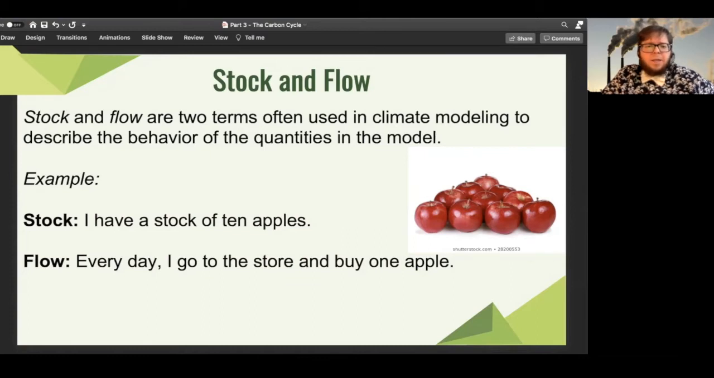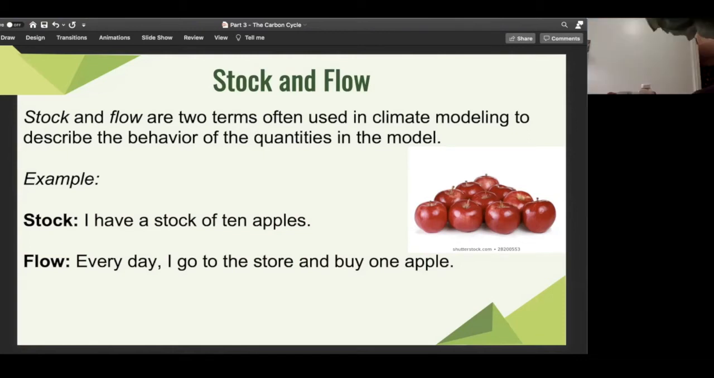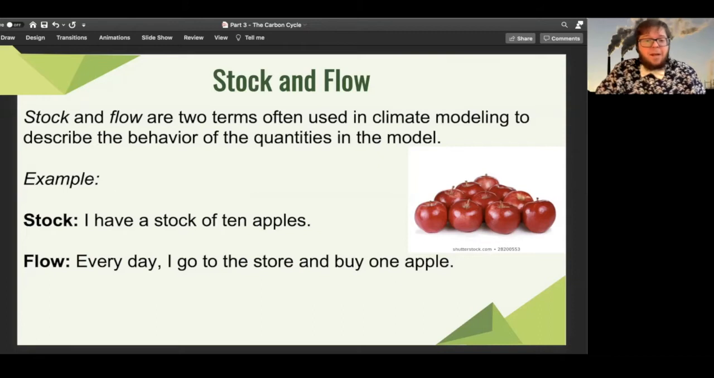What is going to happen to the stock of apples that I have if I'm just buying a new one every day? Does this seem like a good idea? Don't be shy. Unmute yourself. Shout it out. The number of apples will go up. Yeah, I'm going to have an increasing number of apples, right? This is an unsustainable apple situation, right? So this is an example where the flow is large compared to and unaffected by the amount of stock.